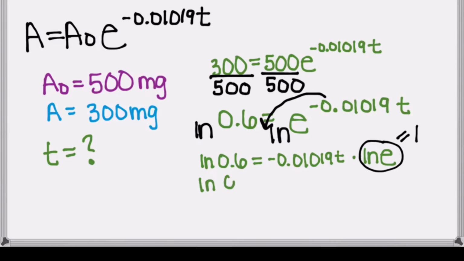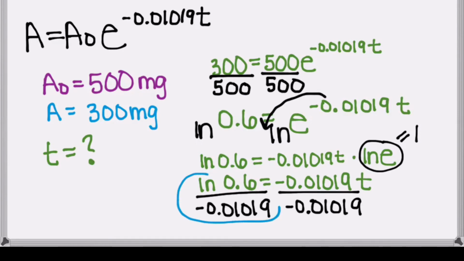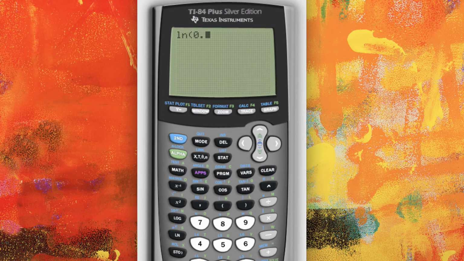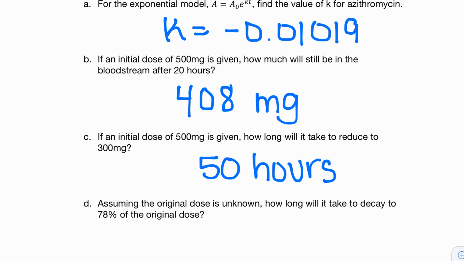That leaves us with ln of 0.6 is equal to negative 0.01019t. To find t, we divide both sides by negative 0.01019 and then plug it into the calculator. To plug it into the calculator, I'll type in ln of 0.6 divided by x, which gives us 50.11. Rounding to the nearest hour, we'll say that it takes 50 hours for the dose to reduce to 300 milligrams in the bloodstream. Okay, now let's look at the last part of this problem.